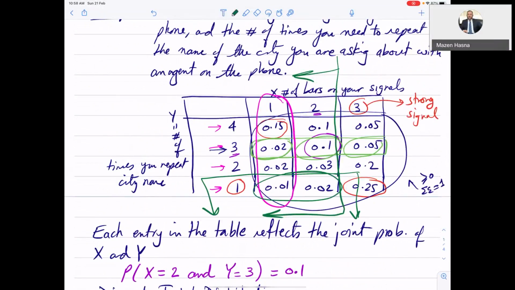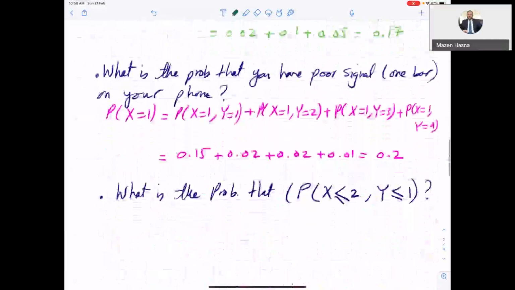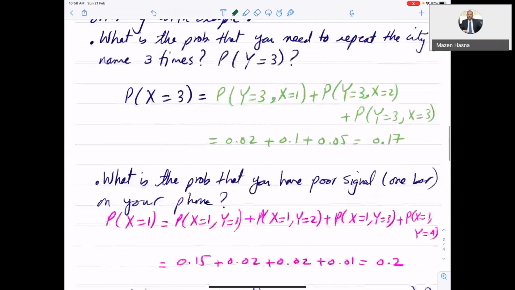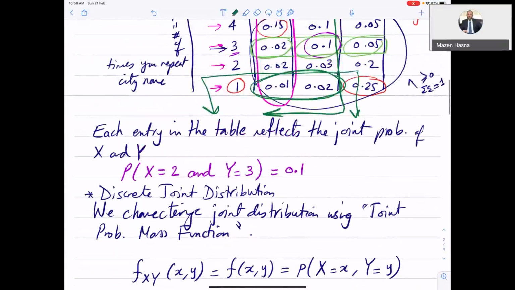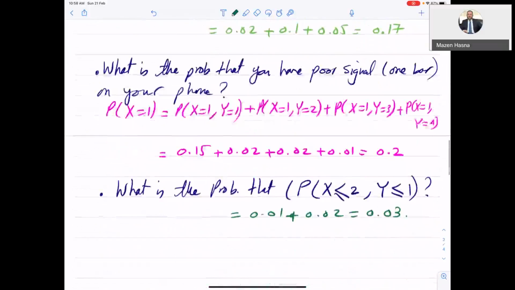So basically, we are talking about only those 2 probabilities, which is 0.01 plus 0.02, which is 0.03. Okay, and so on. You can define any range or any probability that we are interested in.